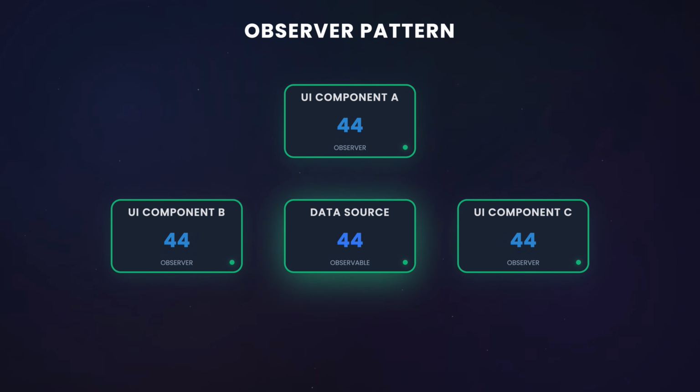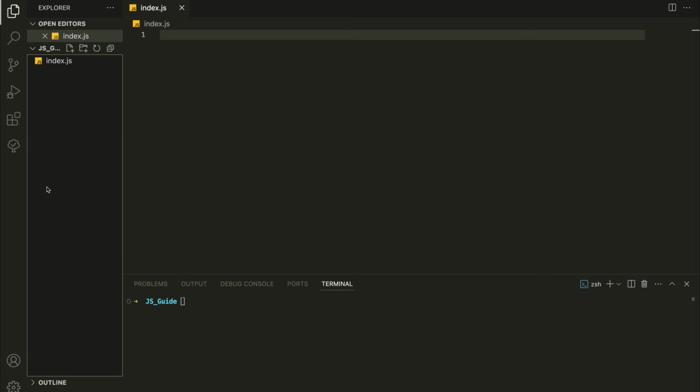This pattern is everywhere. Frontend frameworks like React and Vue use it for reactivity, browser event listeners are observers, and Node.js implements it via the event emitter. The mechanism is simple. The subject keeps a list of observers, provides methods to add or remove them, and a notify method that calls each observer's update method. Now let's build this pattern from scratch so you can see exactly how it works.